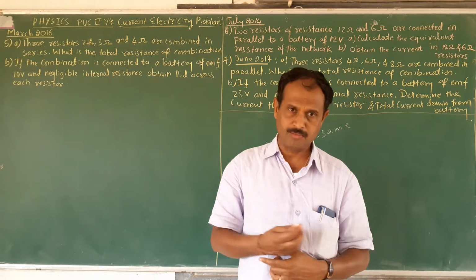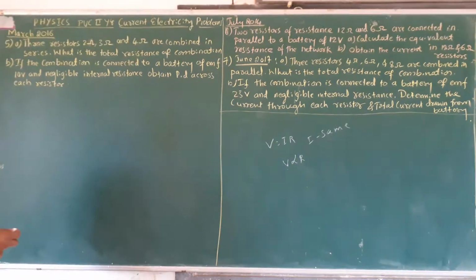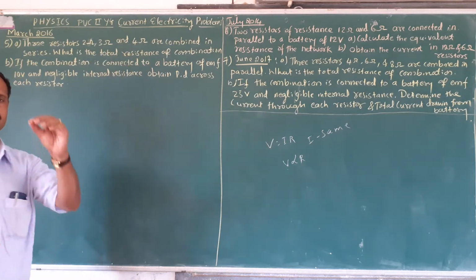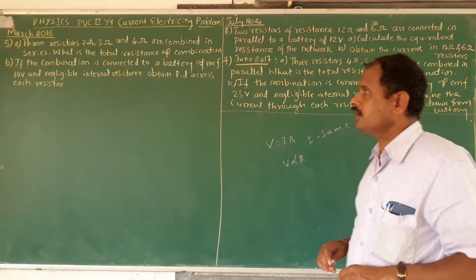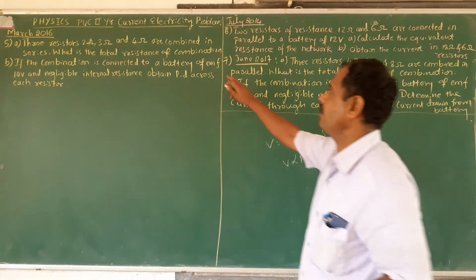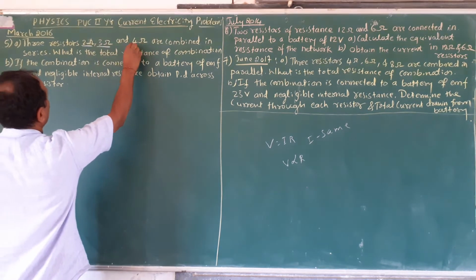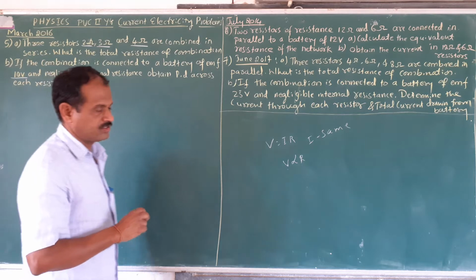Now we come to the problem based on series combination. There are three resistors, 2 ohm, 3 ohm and 4 ohm, connected in series. What is the total resistance of the combination? This is the first point to calculate. Next, if the combination is connected to a battery of EMF 10 volt and negligible internal resistance, obtain the potential difference across each resistor.